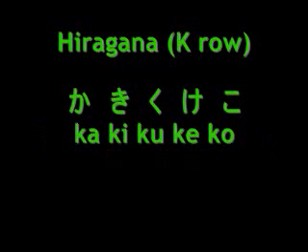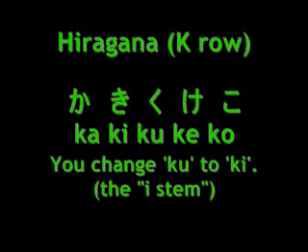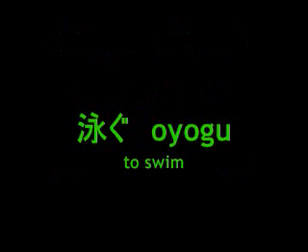But if you want to get a little technical about things, this is what you're really doing here. If you look at the hiragana table, at the K row, it goes ka, ki, ku, ke, ko. Well, you're changing the ku ending to ki. That's called taking the E form. But if you just want to know that you can drop the U and add imasu, that's totally fine. So let's look at another one.